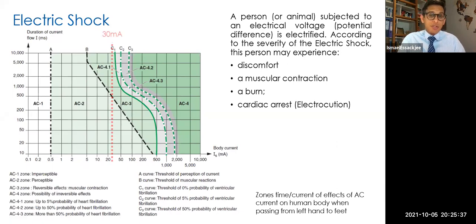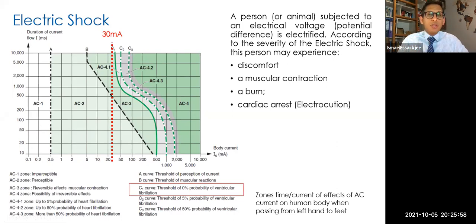So it's serious, isn't it? Now, what does this figure show us? On one side, the y-axis is the duration of the current, in terms of how long the current is going to flow. And on the x-axis, you have the magnitude of this current.